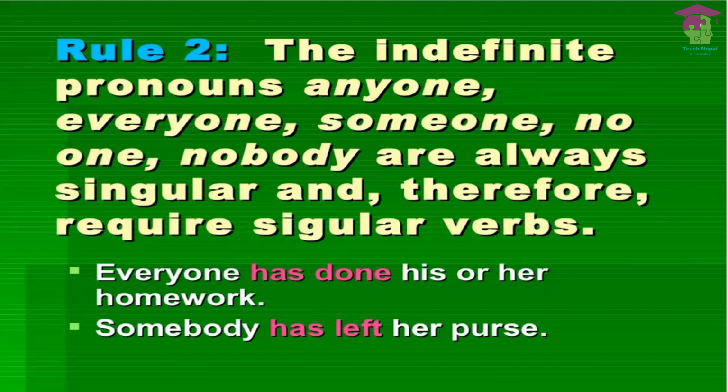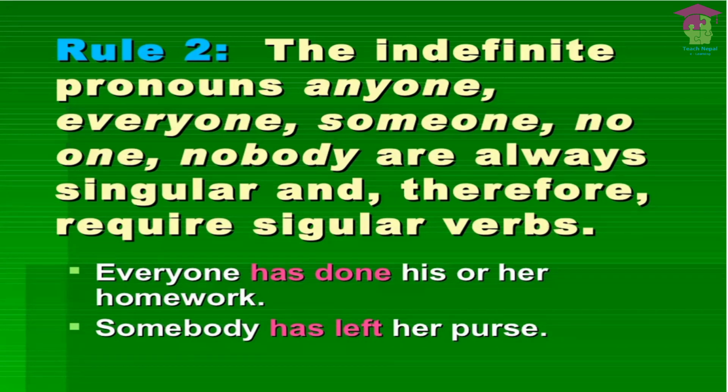Next, the indefinite pronouns like anyone, everyone, someone, no one, nobody, they are always singular and therefore they require singular verbs. For example, everyone has done his or her homework. We don't say everyone have, right? Somebody has left her purse. So in this way, with these kinds of indefinite pronouns, we should use a singular verb.